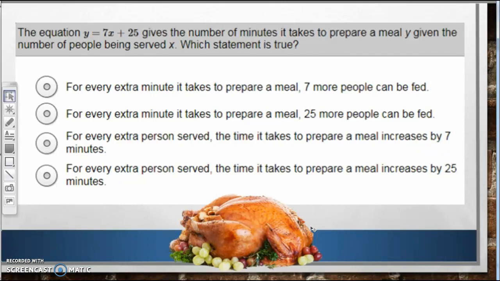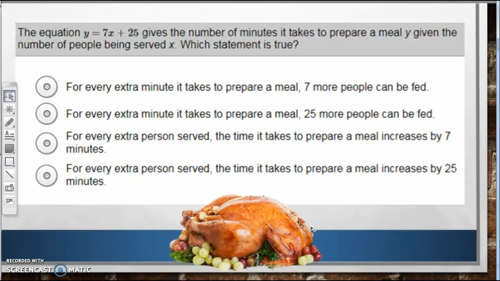Let's look at the parts of an equation, and that's what we're going to do here. We have the equation y equals 7x plus 25. We know that is a linear equation because it is in the form y equals mx plus b, and it gives the number of minutes it takes to prepare a meal. So the number of minutes is y, given the number of people being served, which is x. So which statement is true?